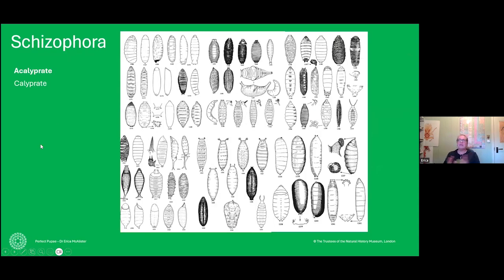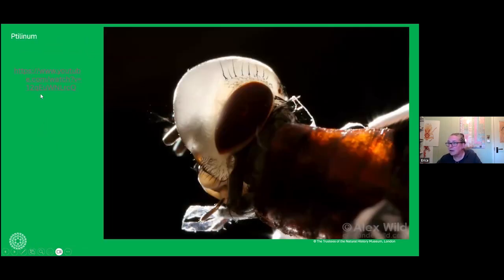Then we move into the Schizophora. And these are quite cool. So these get divided into the acalyptrates and calyptrates, and that's based on the adult morphology. But look at the variety of form in the puparium of the acalyptrates. And the Schizophora, this is where I'm going to quickly go into this.